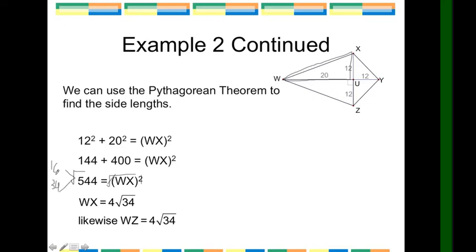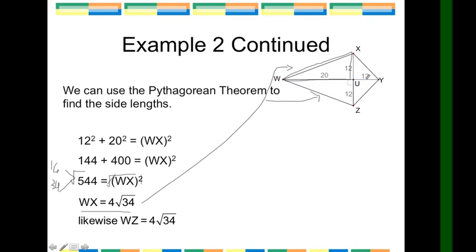So the square root of 16 is 4, and the square root of 34 is equal to the square root of 34. The measurement of this side is also equal to the measurement of this side, so they are both equal. Therefore, if WX is equal to 4 square root of 34, then the length of WZ is equal to 4 square root of 34. So we're done with the two sides.